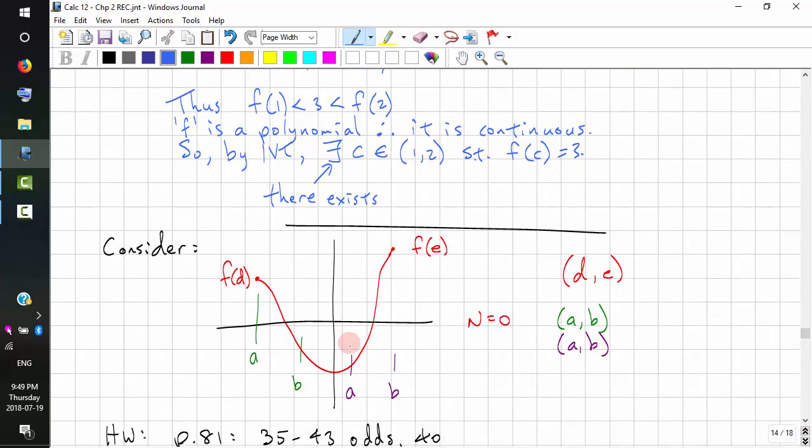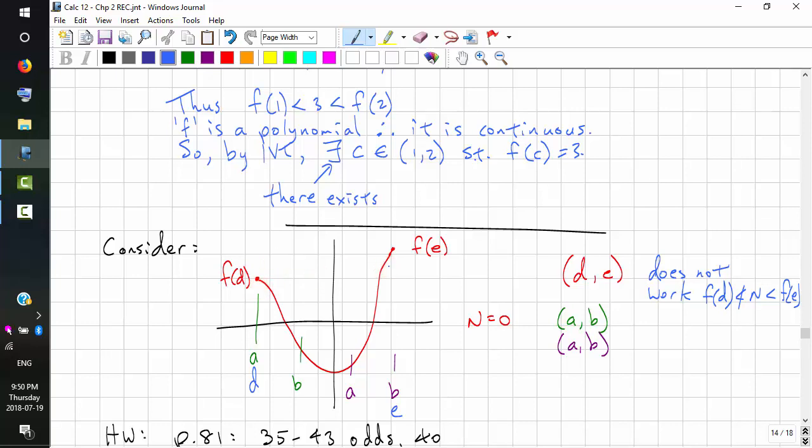Okay, let's consider this problem. This is actually just D again, and this is E, so I'm repeating this. But if we're looking for n equals 0, and we have f of D and f of E, this does not work. We need f of D less than n less than f of E. So n is not greater than f of D. n is not between these two values.